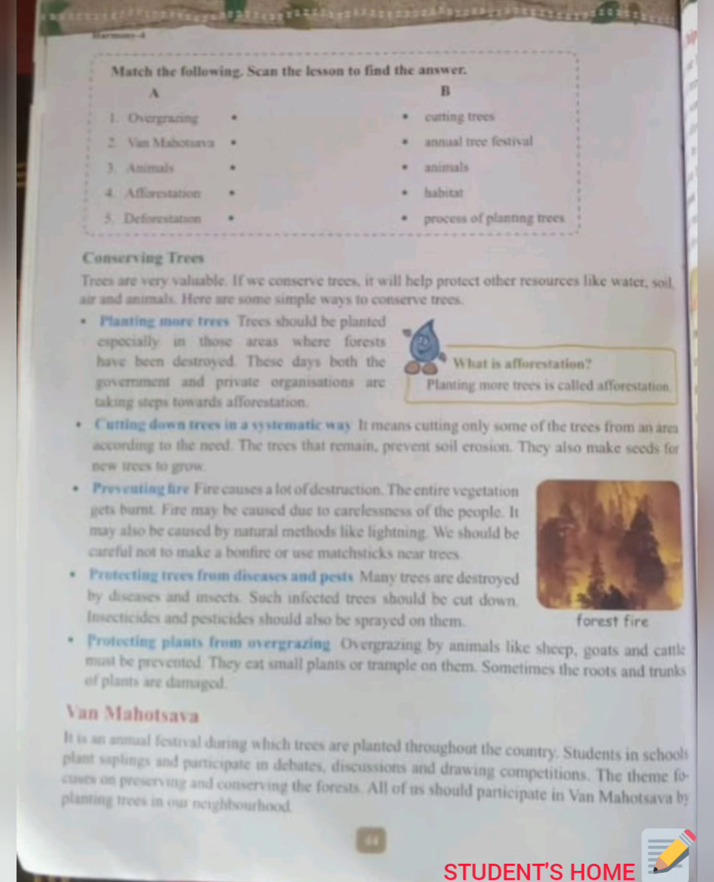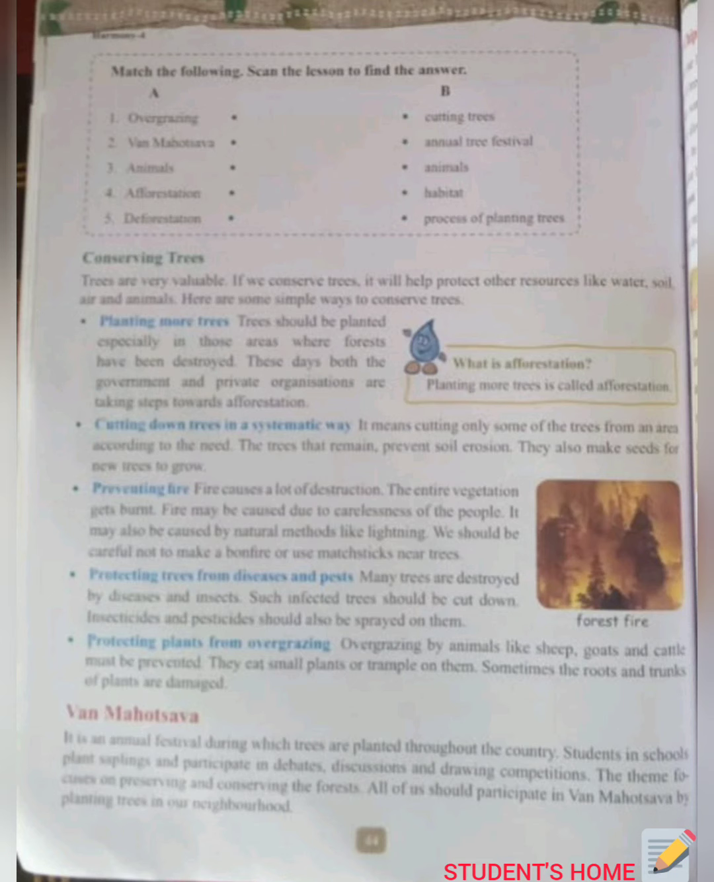Next point is preventing fire. Fire causes a lot of destruction. The entire vegetation gets burnt. Fire may be caused due to carelessness of the people. It may also be caused by natural methods like lightning. We should be careful not to make a bonfire or use a matchstick near trees.